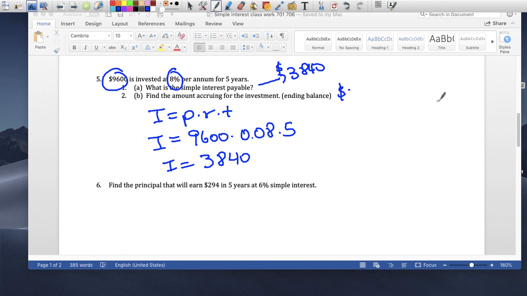And how much money is she going to have in total? Well, in total she's going to have 9,600 plus 3,840. So she's going to have $13,440 at the end.